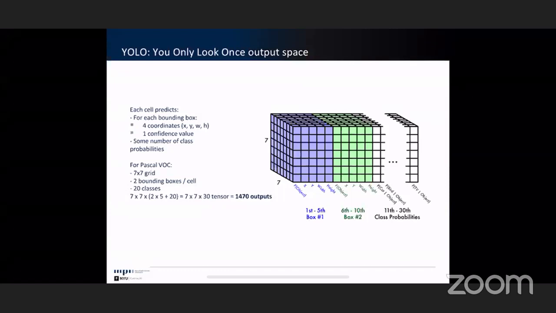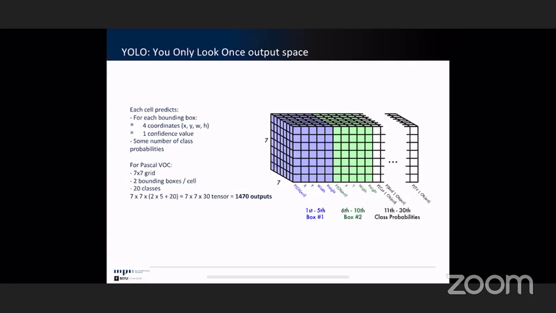So in YOLO, what does it look like? Remember we have 7x7 cells, meaning 49 grid points. Each of those grid points predicts, for each bounding box, four coordinates. We have two bounding boxes for each grid point, right? So we have eight of these coordinates and two confidence values. So 5 into 2, each grid point will have 10 outputs.